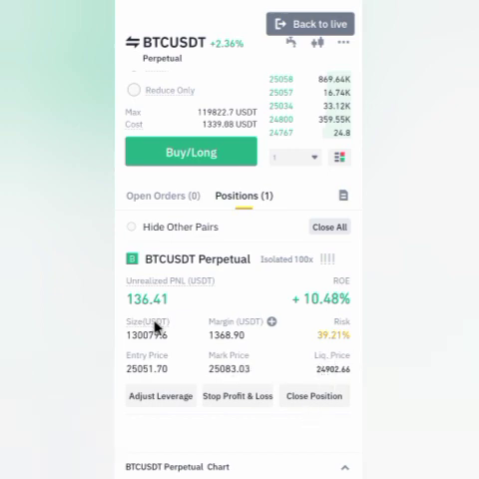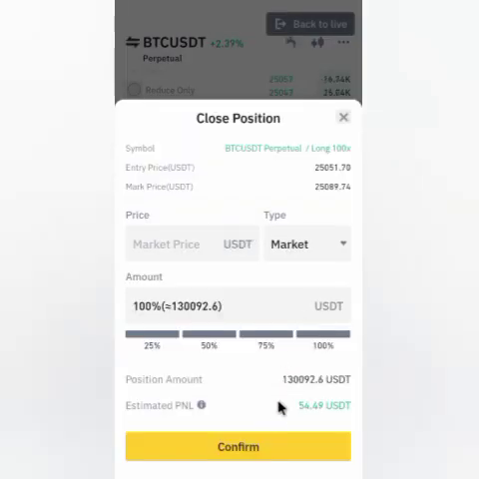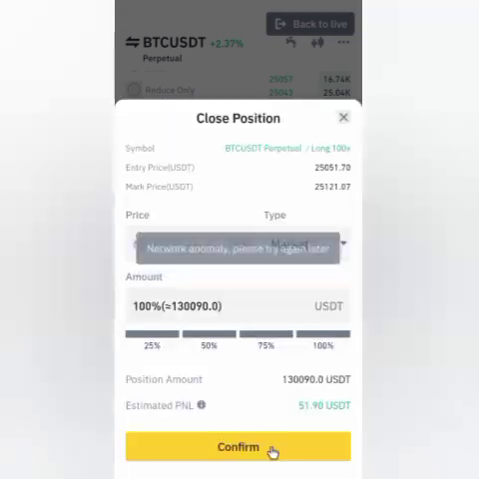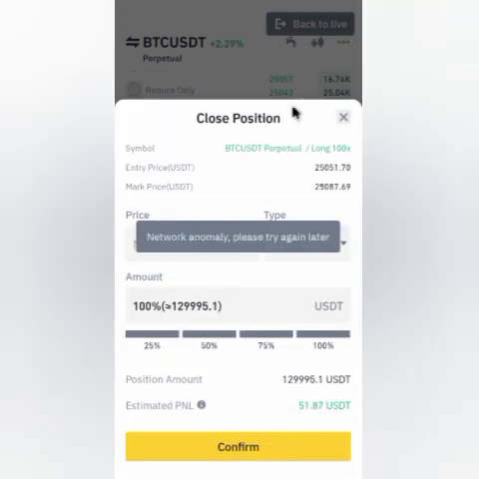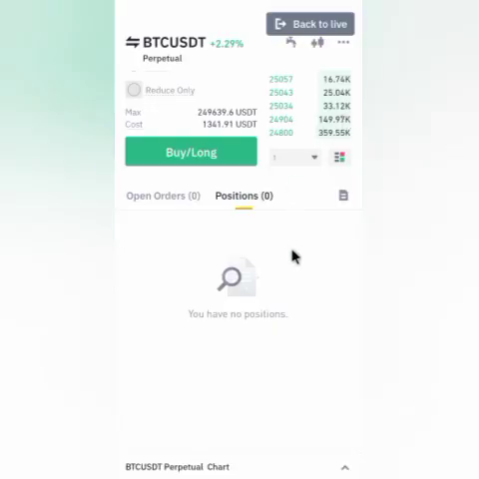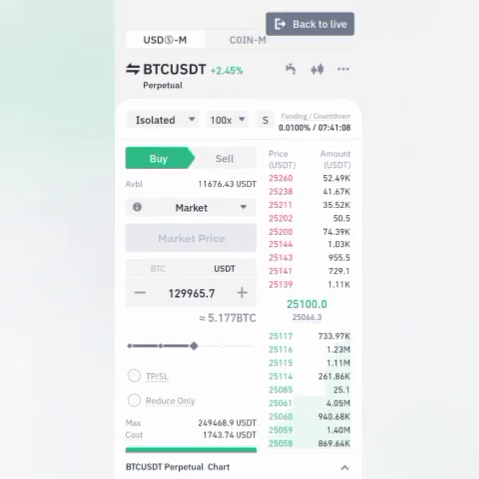So if I want to stop this whole market, then I go to close position. With the close position, I'm going to make a profit of $51. Then I confirm. So when I confirm, it is done. You see the position is now 0. Nothing is there.